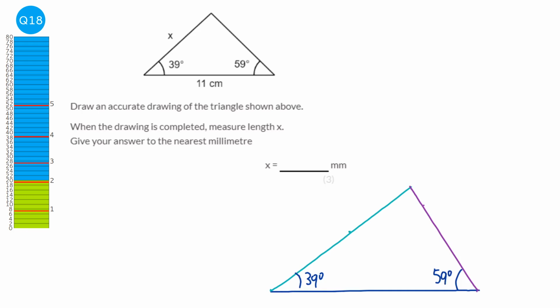So I'm going to get my ruler out and I'm going to measure this length here, this one here, and it is about 95 millimeters. So the answer for me is 95 millimeters. Now there is some level of precision. You're not going to get necessarily exactly 95 millimeters.